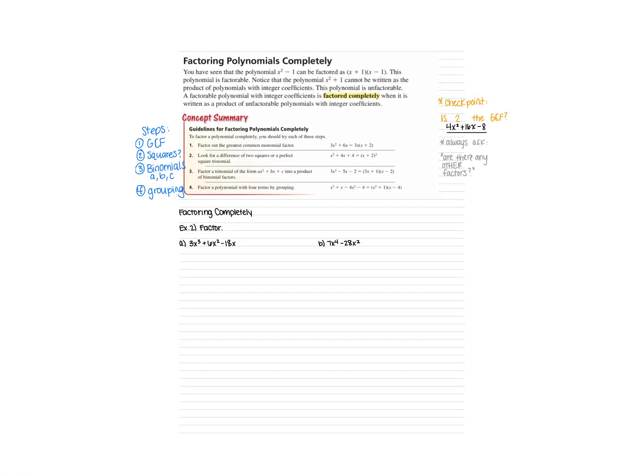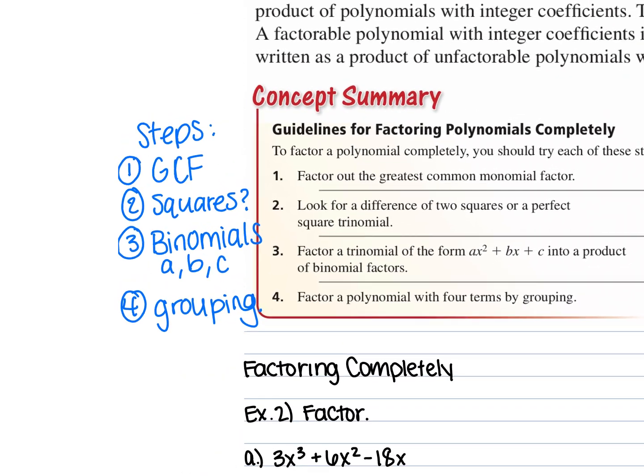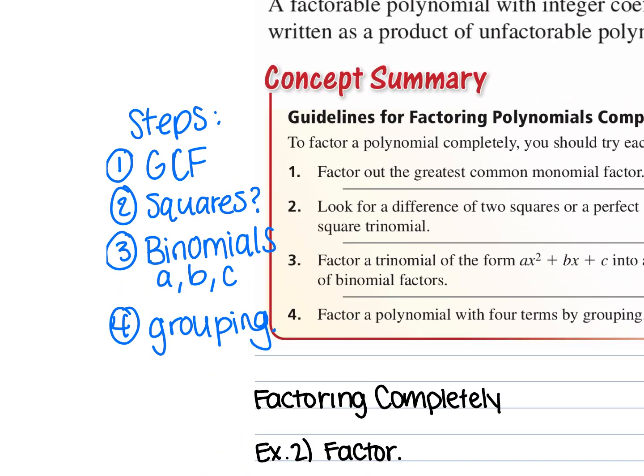Now, the cool part about 7.8 is it kind of brings everything back together that we've learned in chapter 7. So if you jump to the next page, I want you to take a look at the steps. What's going on over here? There are 4 steps that I want you to follow when you're just given a generic, hey, factor this problem. The first thing you always look for is a GCF, because if you can pull out a GCF, it makes the rest of your problem much easier.